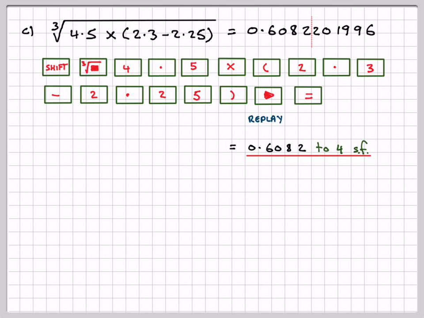So this has been a video to show you how to use your calculator to work out complicated calculations.